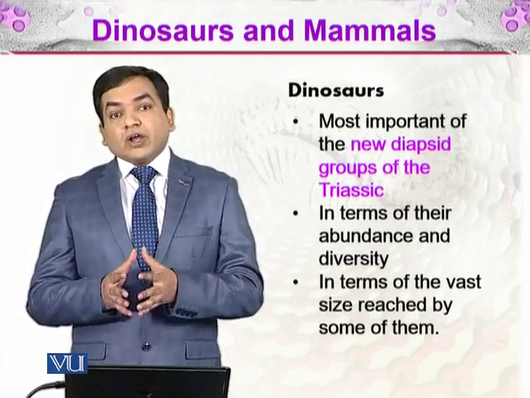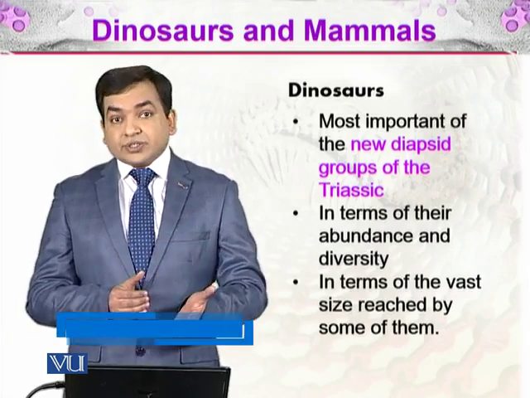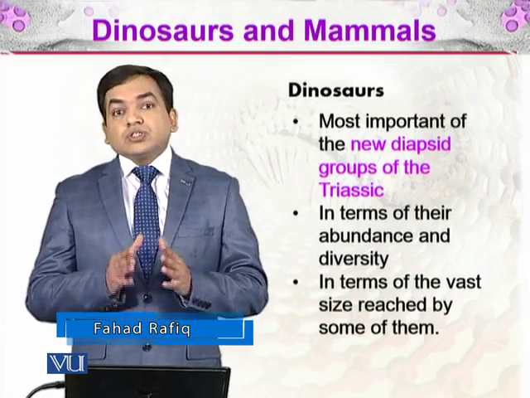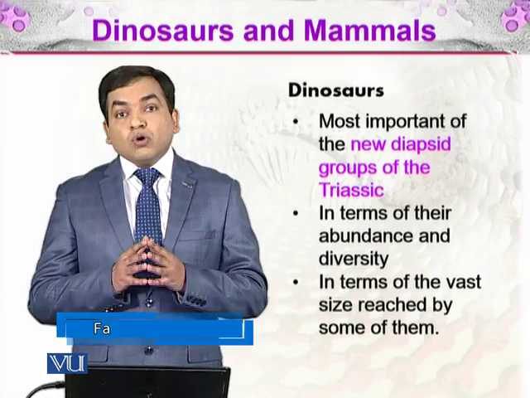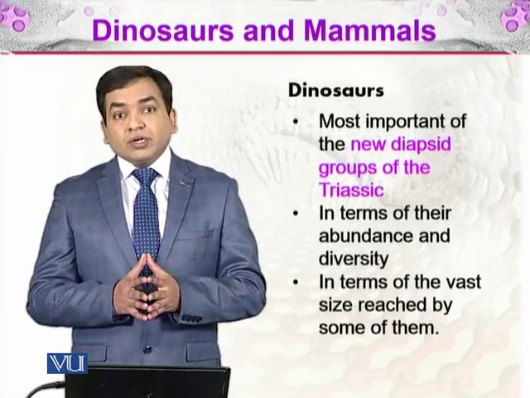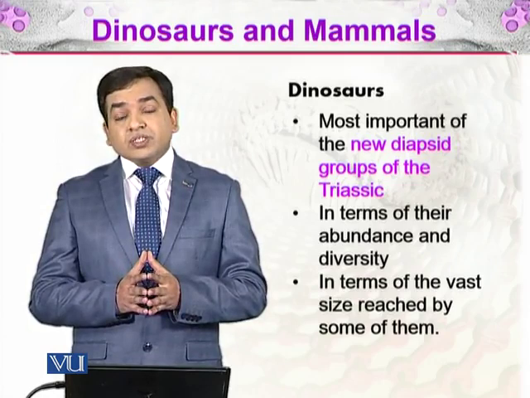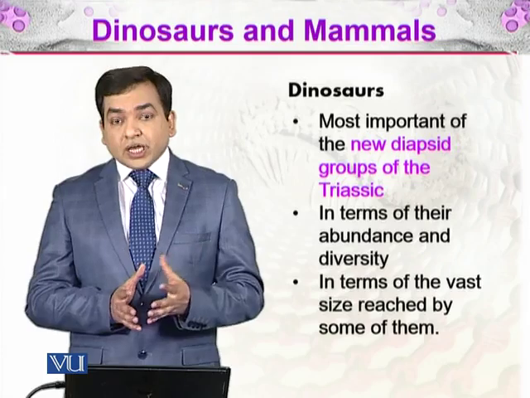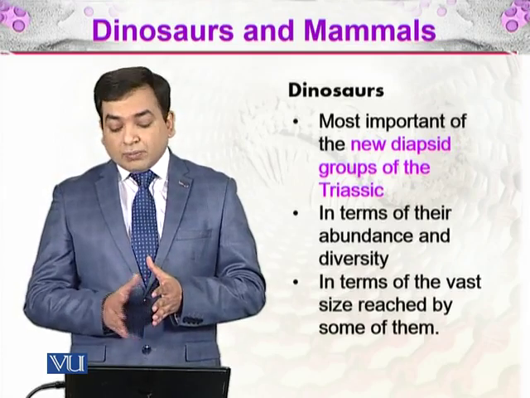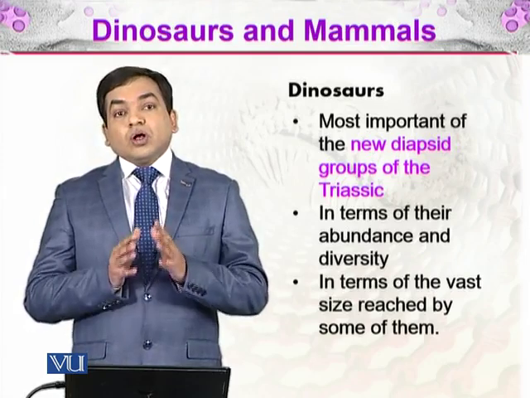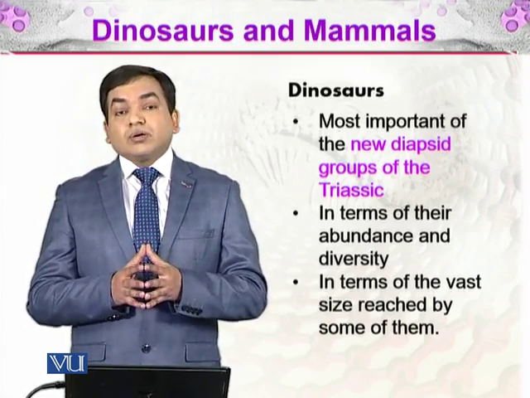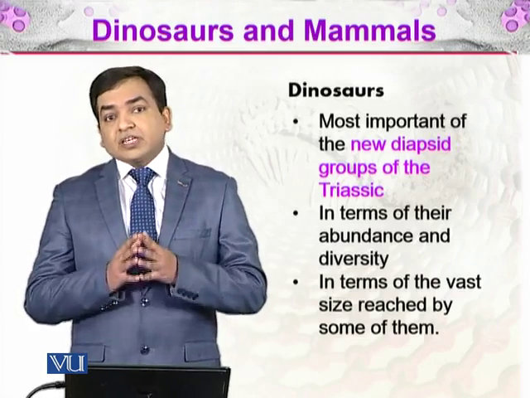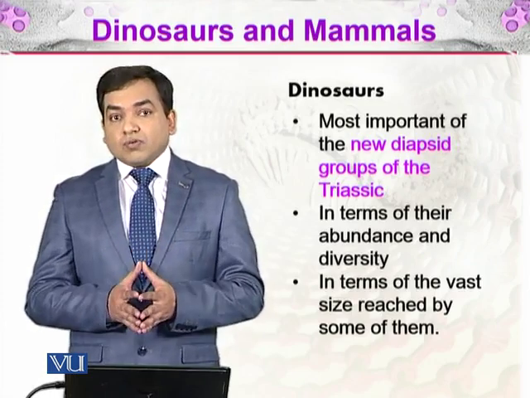That means the diapsids are those reptiles which were ancestors of the reptiles which are dinosaurs. So these were the most relevant and most important group, and they were important in terms of their abundance and diversity. They were more in number, with more species and types, and they reached vast sizes. So they were bigger and more visible on the surface of Earth during that time period, and that's why we call that age the age of dinosaurs.